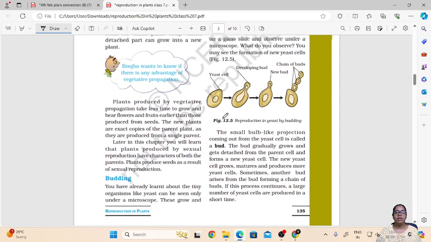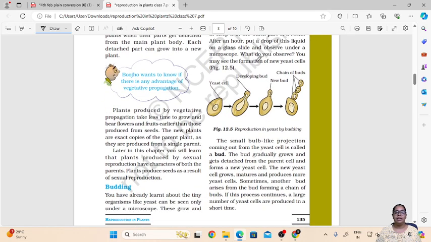So budding, here we have an example of budding, that is in yeast. So this is a yeast cell. The yeast cell will develop a small bulb-like projection coming out here. See, this is the developing bud. So the yeast cell in its asexual reproduction forms a bud, and this process of forming the bud is called budding. So a bud is basically a bulb-like projection coming out from the yeast cell.